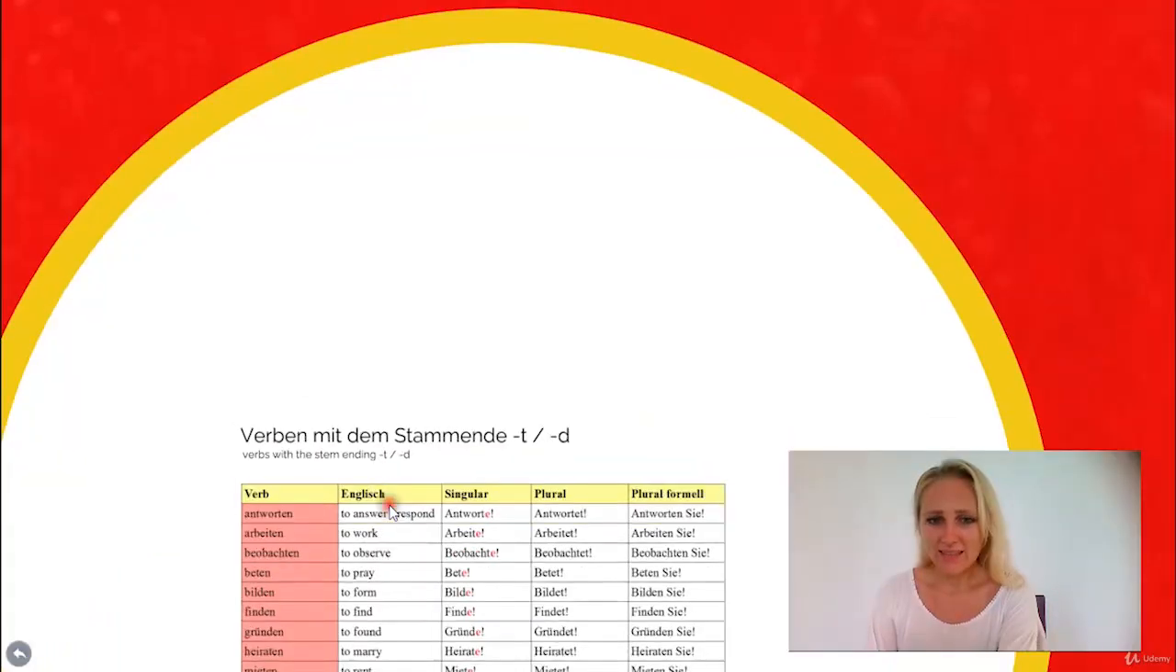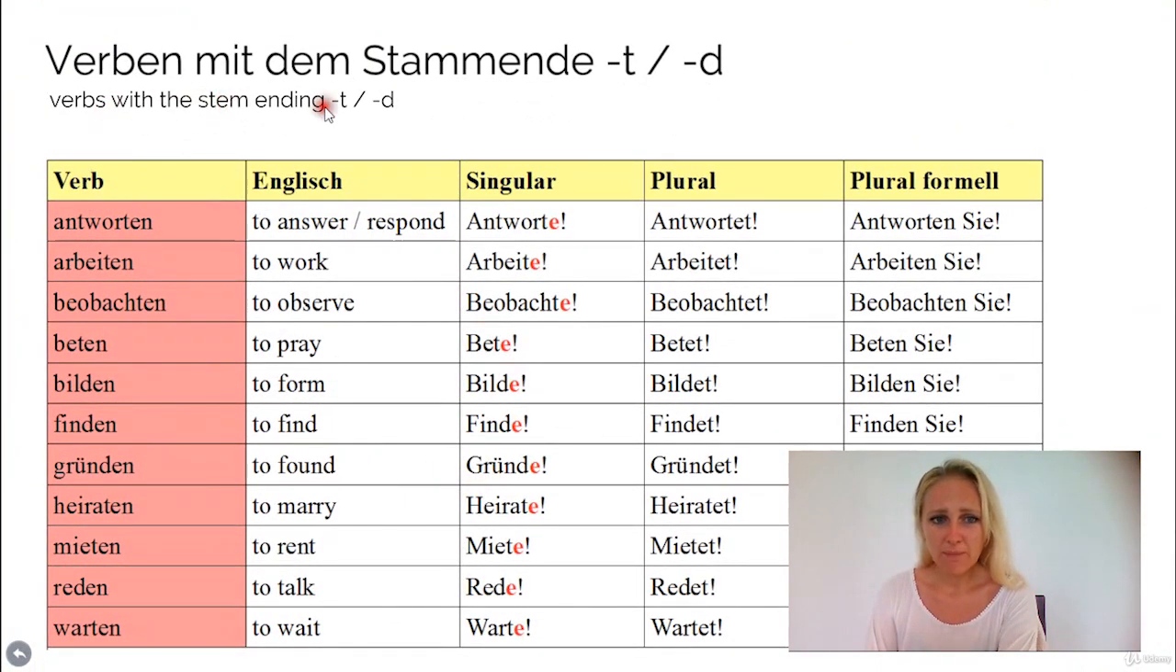Okay. Then the next group, here we have verbs with the stem ending t or d. Verben mit dem Stammende t oder d. So here as you see, all verb stems end with a t or a d after taking away the en. Here you have the translations, and in those cases here you also have to add an extra e. Okay, so antworten, the verb stem is antwort, but as you see here you have to add an extra e at the end for the singular imperative form. Okay, so it's not just Antwort. Antwort would mean the answer as a noun, but here you have to say antworte, arbeite, beobachte, and so on. You have to add an extra e for the singular imperative form.